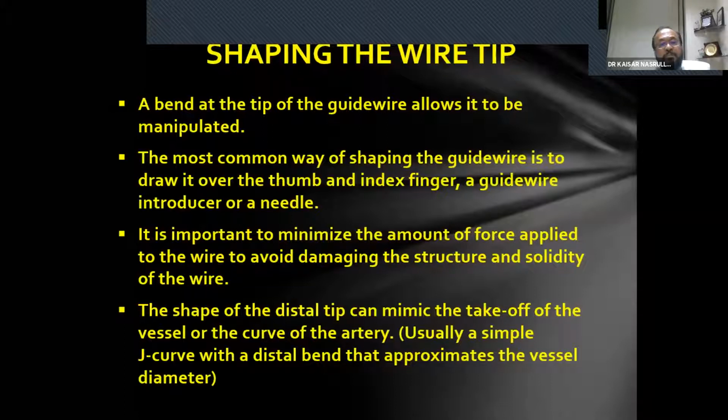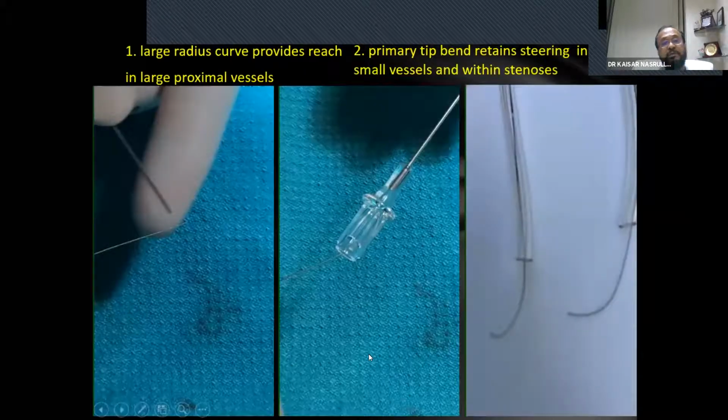Shaping the wire tip: a bend at the tip of the guide wire allows it to be manipulated. The most common way of shaping the guide wire is to draw it over the thumb and index finger, or a guide wire introducer or a needle. The shape of the distal tip can mimic the takeoff of the vessel or the curve of the artery. If you have to enter a large proximal vessel, the curve will be more. But if you want to go to a small vessel after crossing the large vessel, suppose a diagonal or an OM, then you need a small bend like this. This is a small bend and this is a large bend.